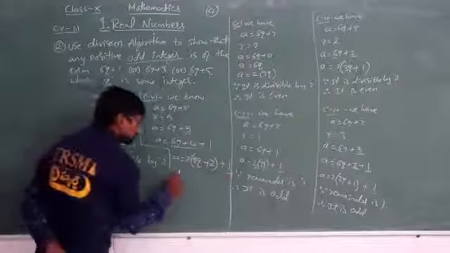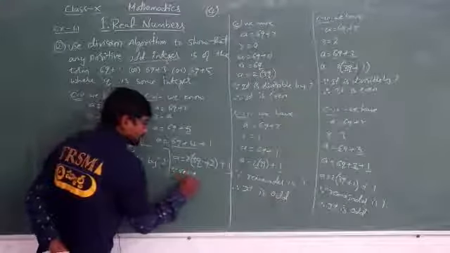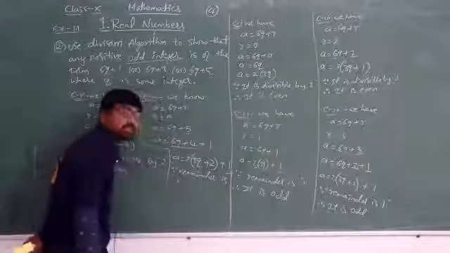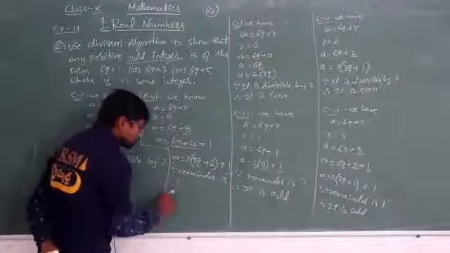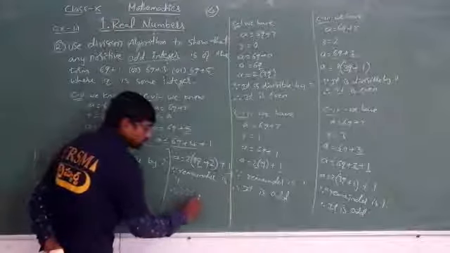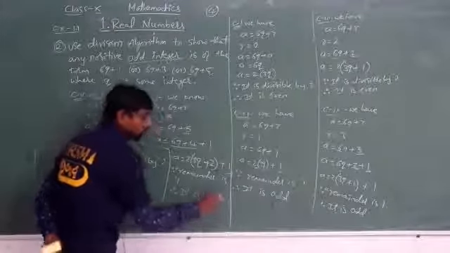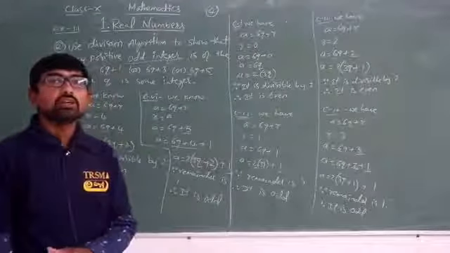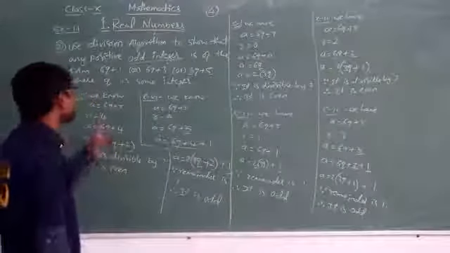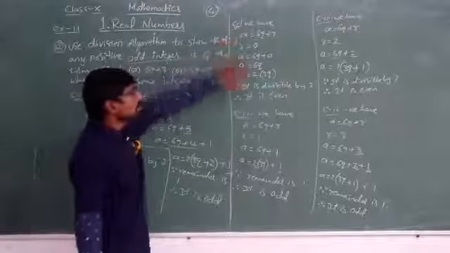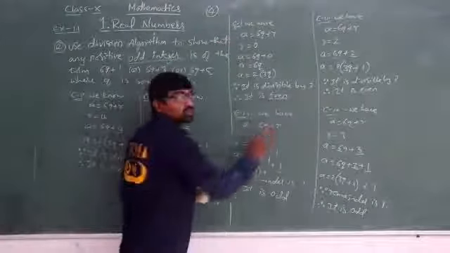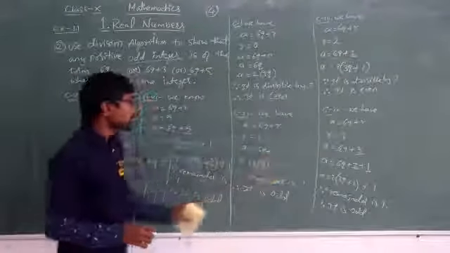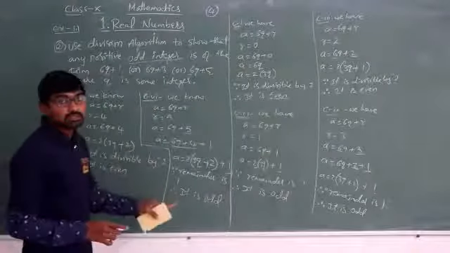So since remainder is 1, therefore it is odd, isn't it? From which cases have you got even and odd? You can see from case number 1 we have got even. In case 2 we got odd. Case 3 even. Case 4 odd. Case 5 even, and case 6 odd.